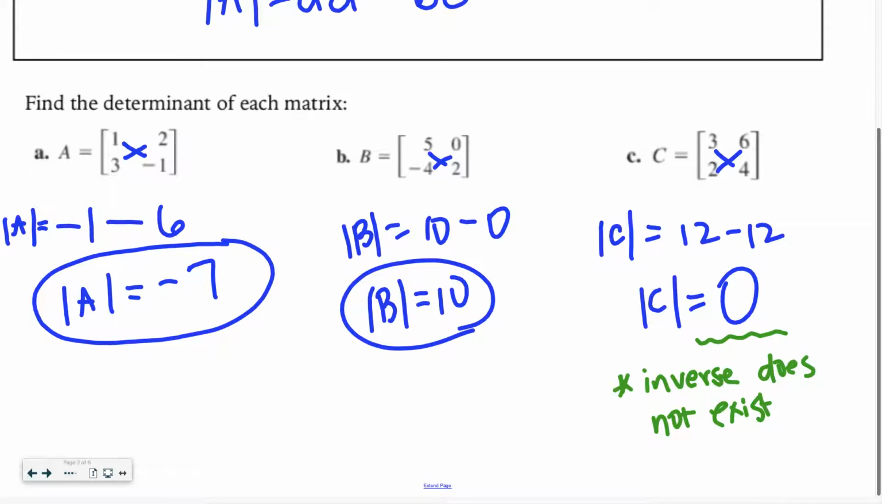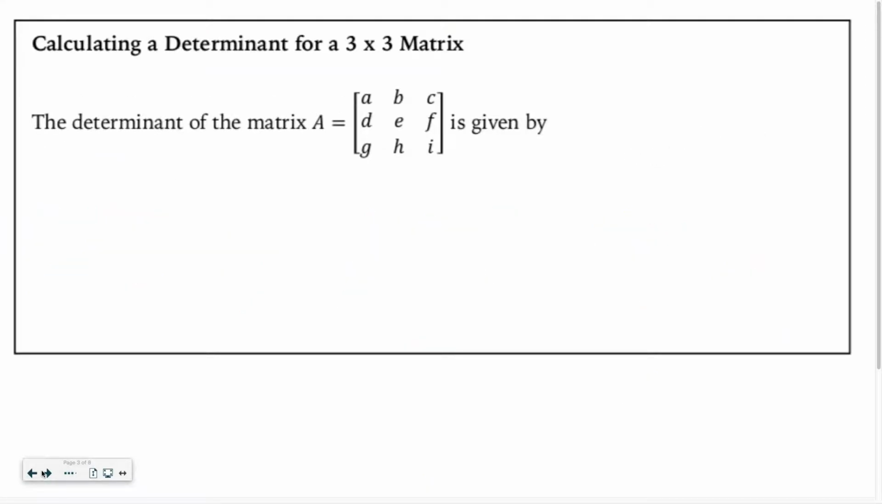Yes, it is. Okay? Now, let's talk about a 3 by 3 determinant. Okay? I told you yesterday that you're never going to have to calculate the inverse of a 3 by 3 by hand. However, I will expect you to be able to calculate the determinant of a 3 by 3 by hand. Okay? So let's talk about how we would do it.